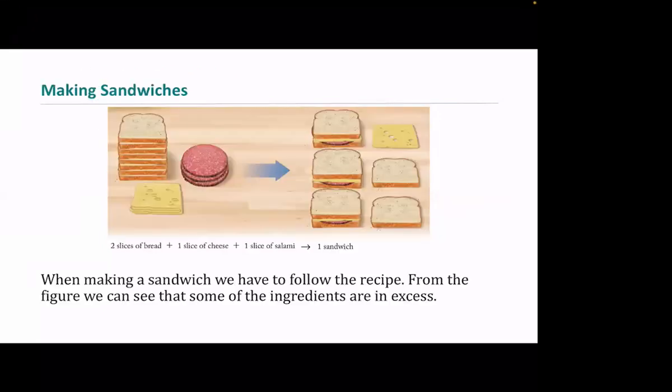This is the classic example, though, because you can picture it. You've got 2 slices of bread, 1 slice of cheese, and 1 slice of salami. Make 1 sandwich. Which one of these is limiting based on the number of slices? You can look at this, but it's the classic example because it just shows it pictorially really nice.